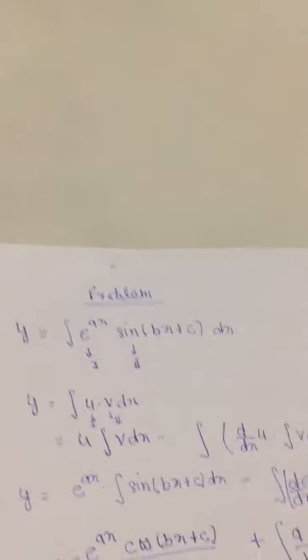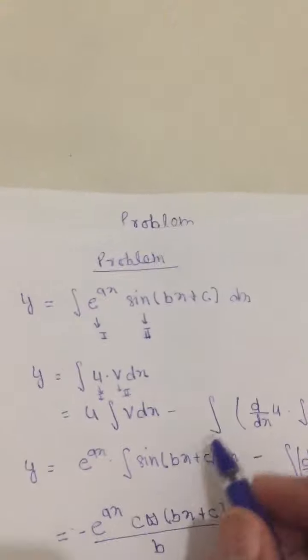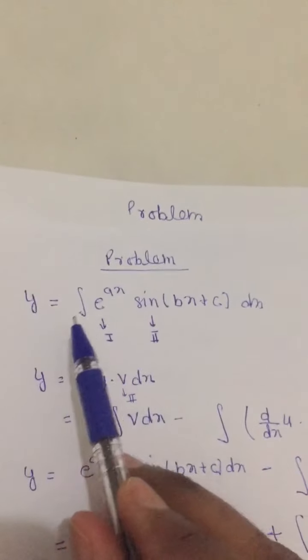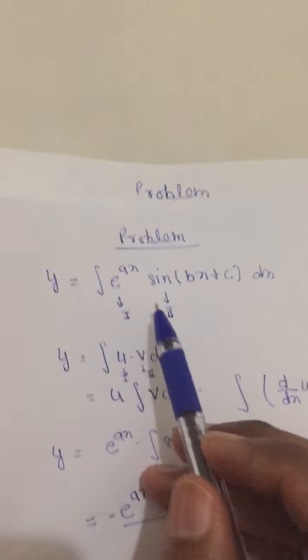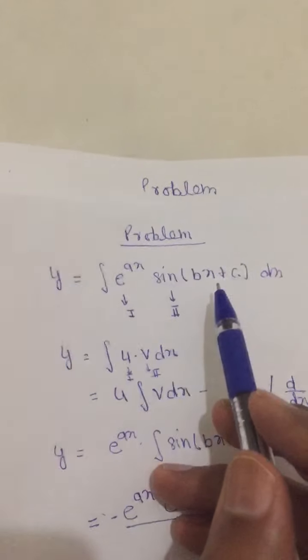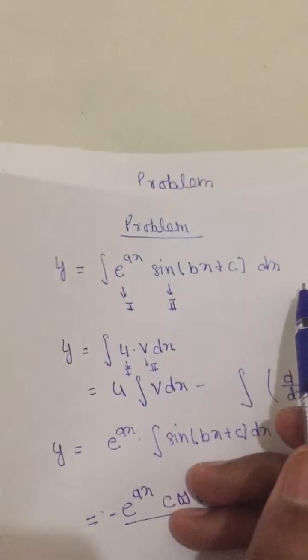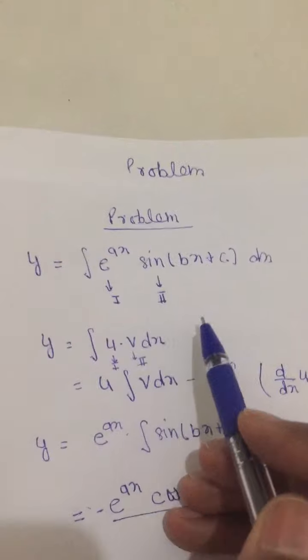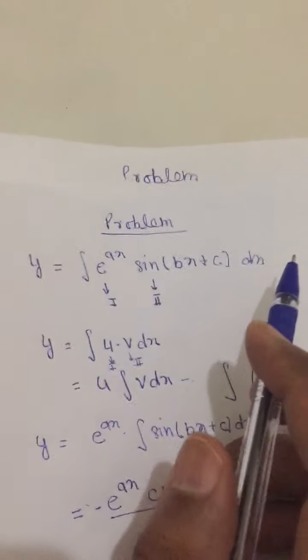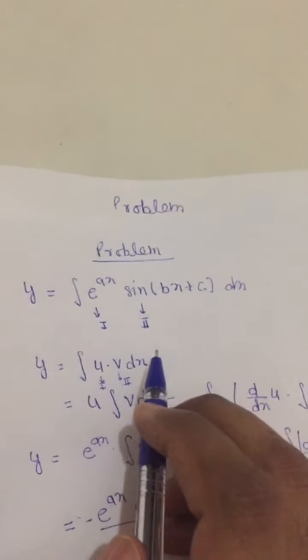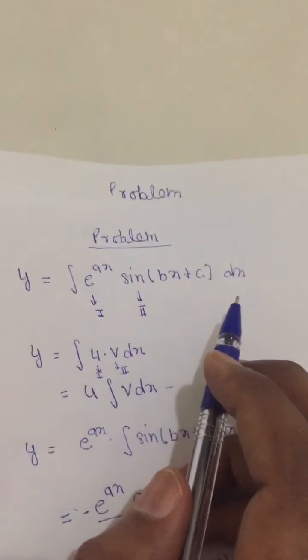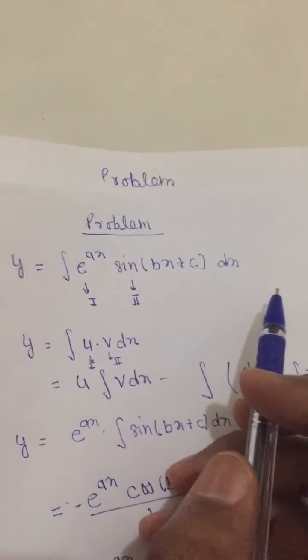In this problem, what actually happened? This y equal to integration e to the power ax sine bx plus c into dx. This is the product of two functions. E to the power ax is the one function and sine bx plus c is the other function. So how will we solve?